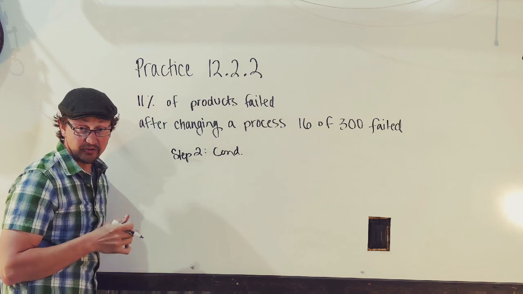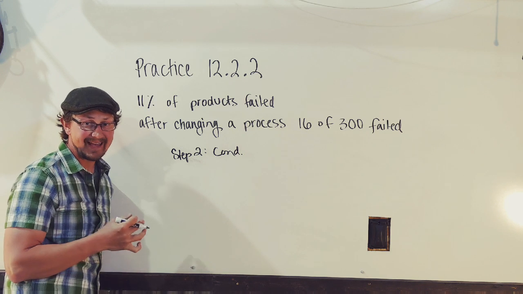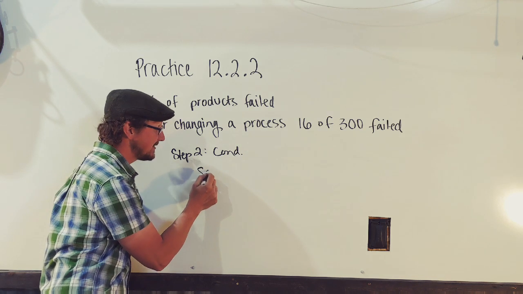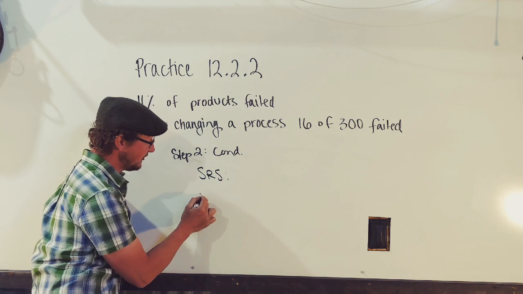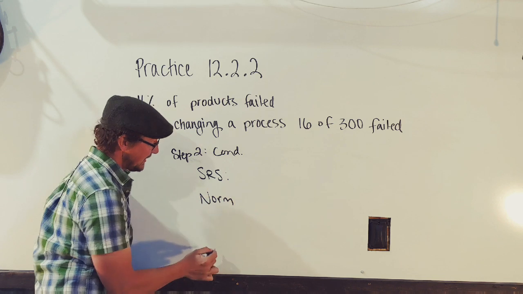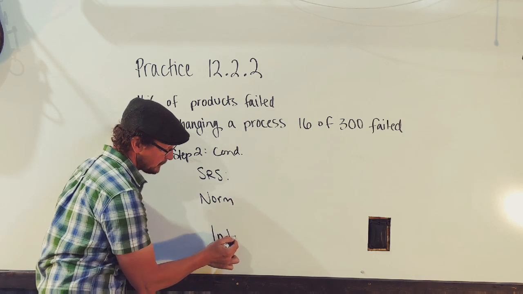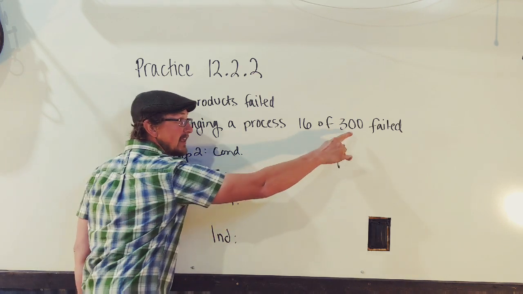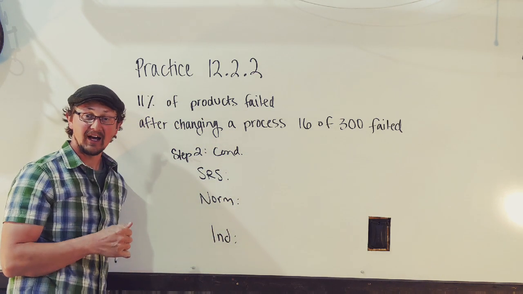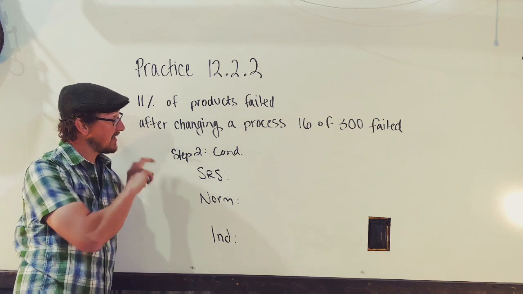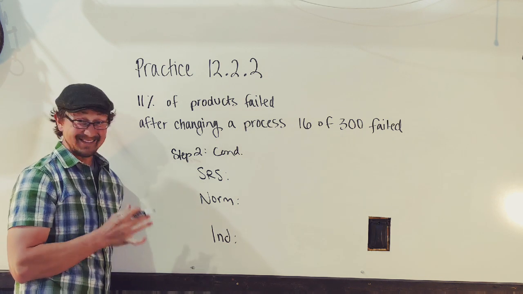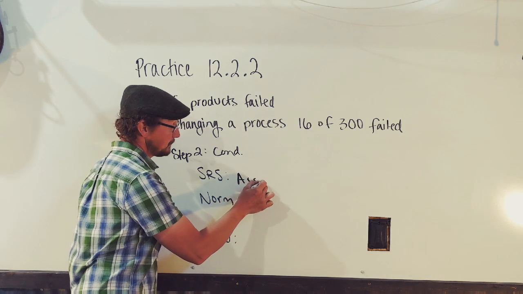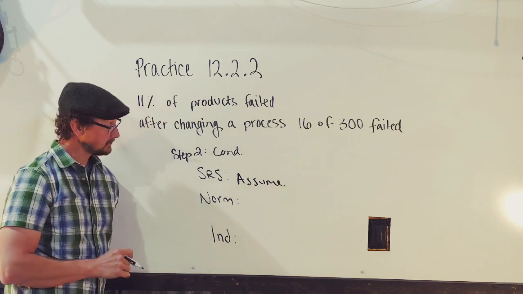So as far as conditions are concerned, again, we're looking at the same exact stuff as we were when we were talking about the mean. We still need a simple random sample. We still need to prove normality, and we still need to show that we have independence. For this one, they are just taking the first 300 of the products they're producing now that they've made some tweaks to the process. It's not a simple random sample, so we have to assume that it acts as one.